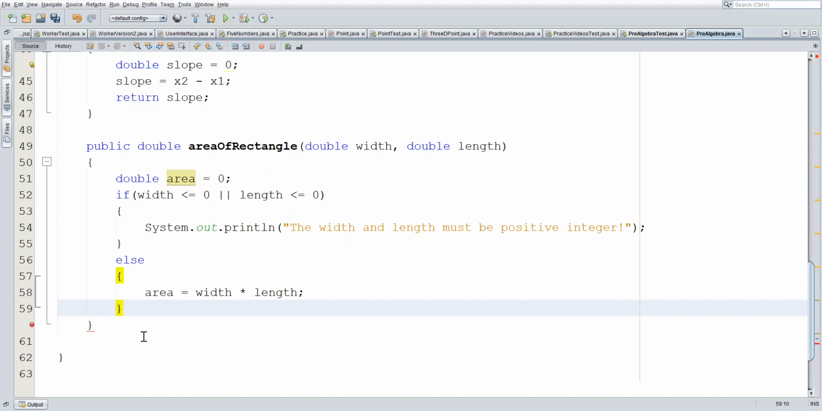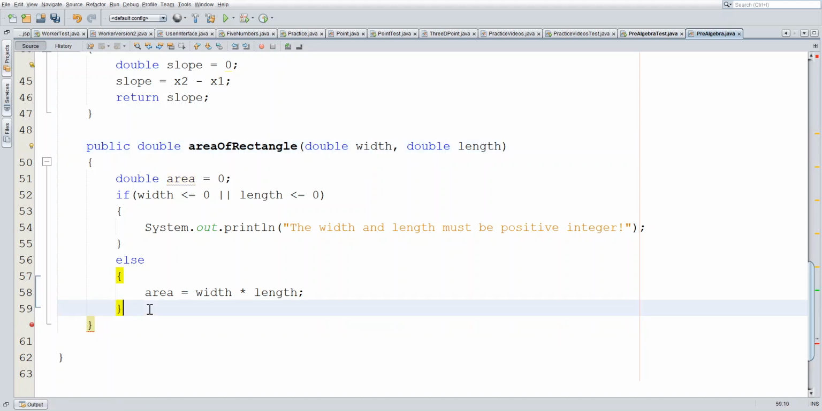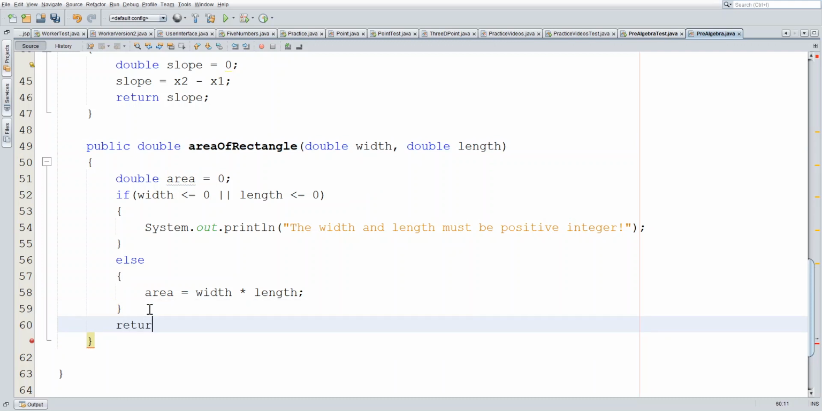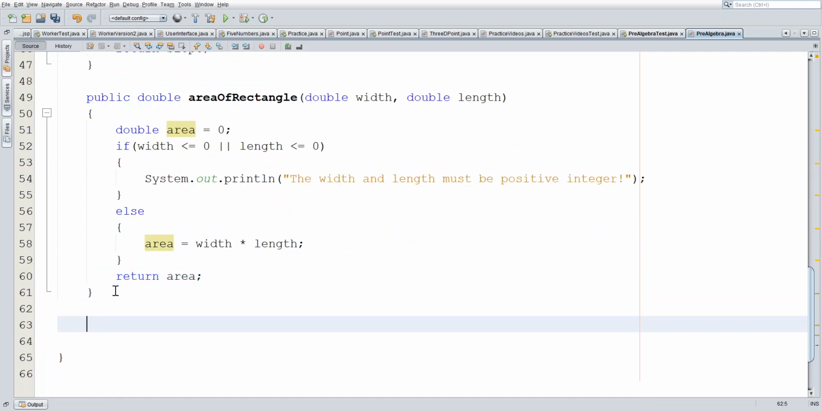Now we still have one more error here by this curly brace because we declared the method a double. So we must return a double, and in this case we're just going to return the area. So the next one let's do is the perimeter of a rectangle. We're also going to have a modifier of public. We will have a double data type because not all areas are whole numbers, right? Sometimes we have decimals.